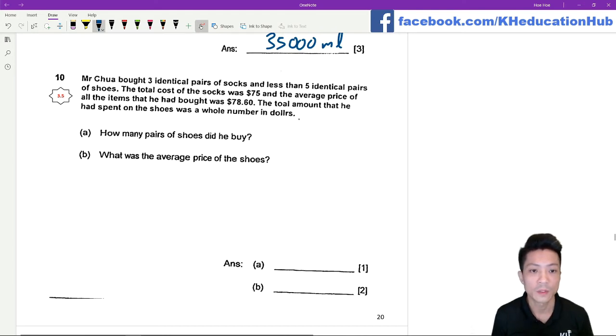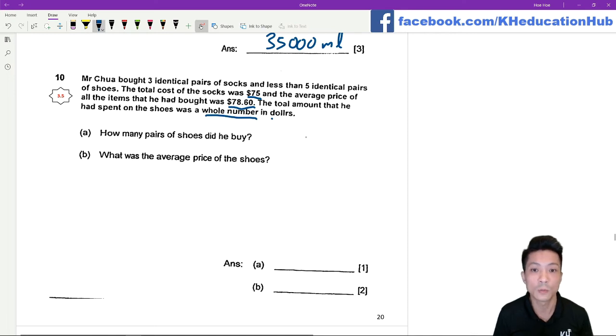Question 10. Mr. Chua bought 3 identical pairs of socks and less than 5 identical pairs of shoes. The total cost of the socks was $75 and the average price of the items that he bought is $78.60. The total amount that he spent on the shoes was a whole number in dollars. How many pairs of shoes did he buy?